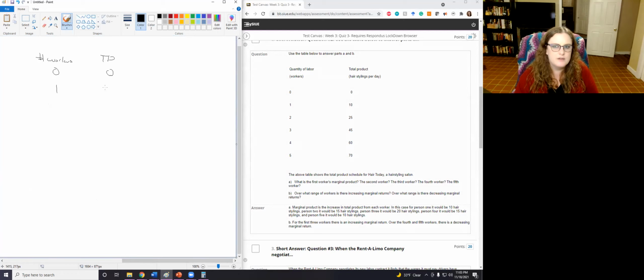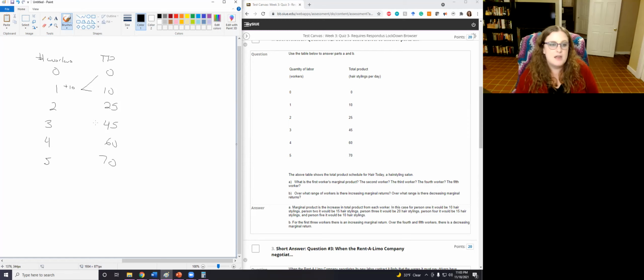For 1 worker, we have 10. For 2 workers, we have 25. For 3 workers, we have 45. For 4 workers, we have 60. For 5 workers, we have 70. All right, let's see how much they increased. So when we add 1 worker, we get plus 10. That's our marginal product, right?